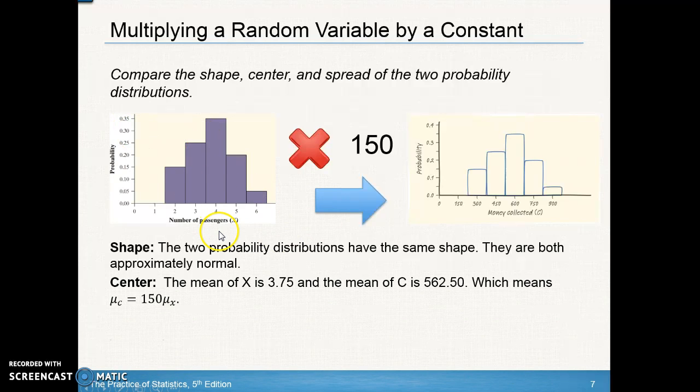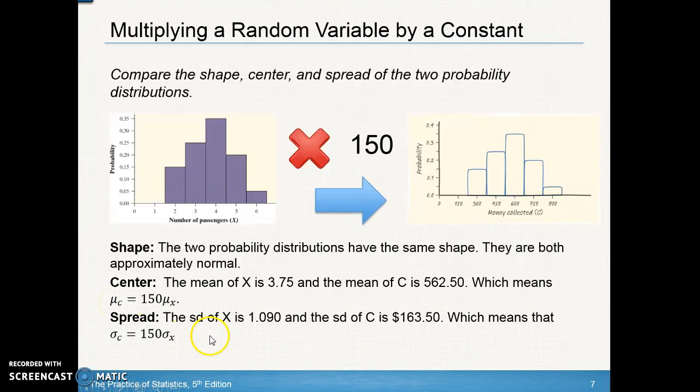The mean of X was 3.75 people, and the mean of my new graph of the amount of money collected was $562.50. Looking at this notation, the mean of C is 150 times the mean of the number of passengers. It's basically like saying that to get the cost, you take the number of passengers times the cost per person to get your new mean.